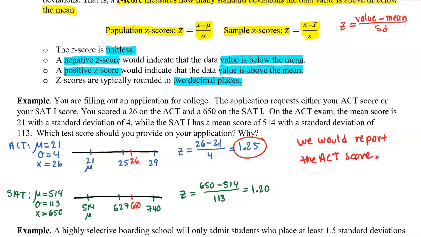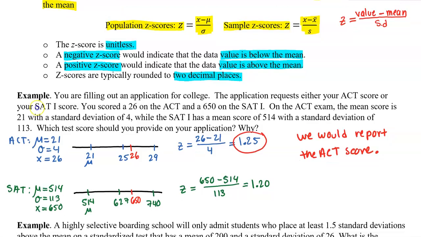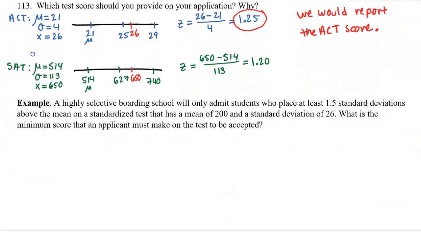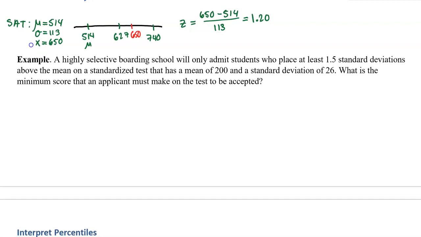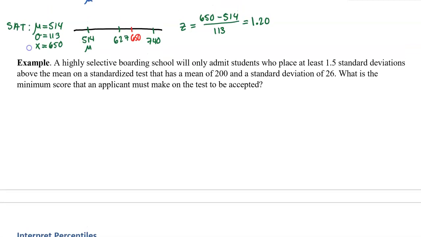Let's look at another example. It says a highly selective boarding school will only admit students who place at least 1.5 standard deviations above the mean on a standardized test that has a mean of 200 and a standard deviation of 26. What is the minimum score that an applicant must make on the test to be accepted?